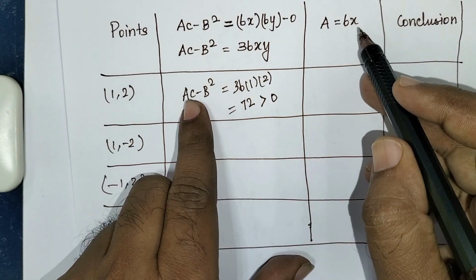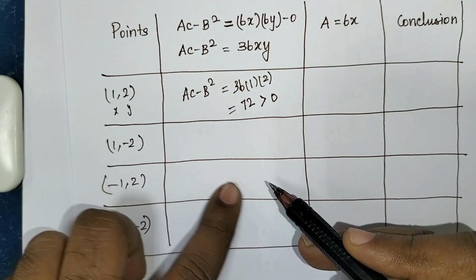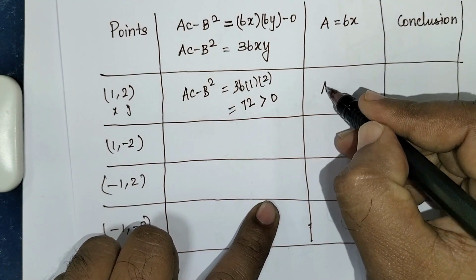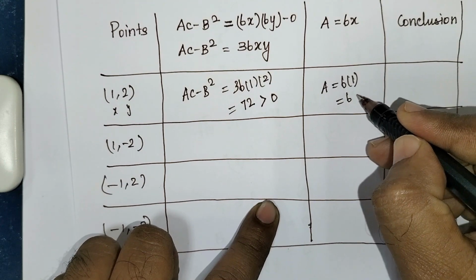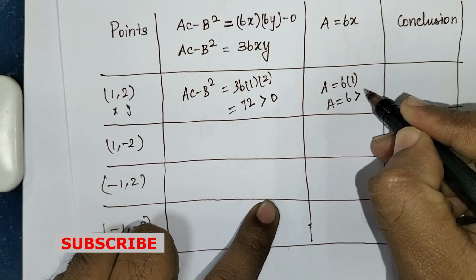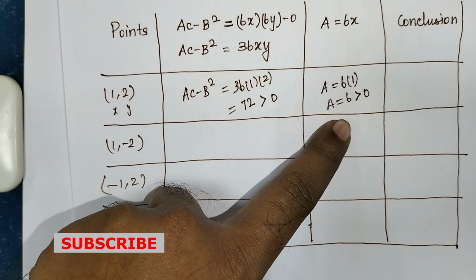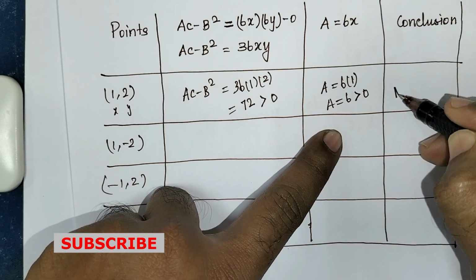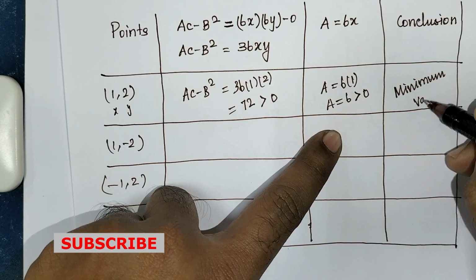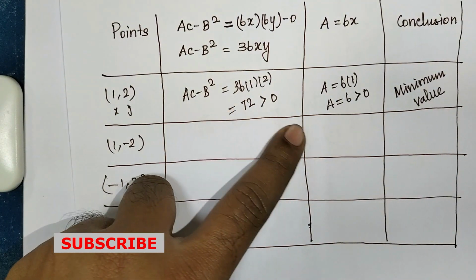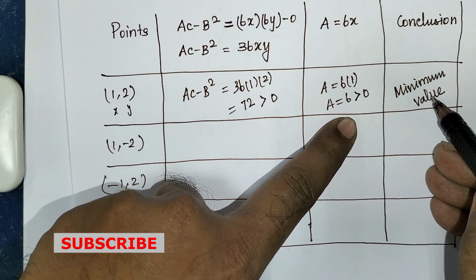Next, the first coordinate is x, the second is y. Here I am going to substitute x equal to 1. I will get A equal to 6 of 1, so A equal to 6, which is also greater than 0. So already AC minus B square is greater than 0, and A is also greater than 0. That means this point gives the minimum value. This point (1, 2) gives the minimum value.